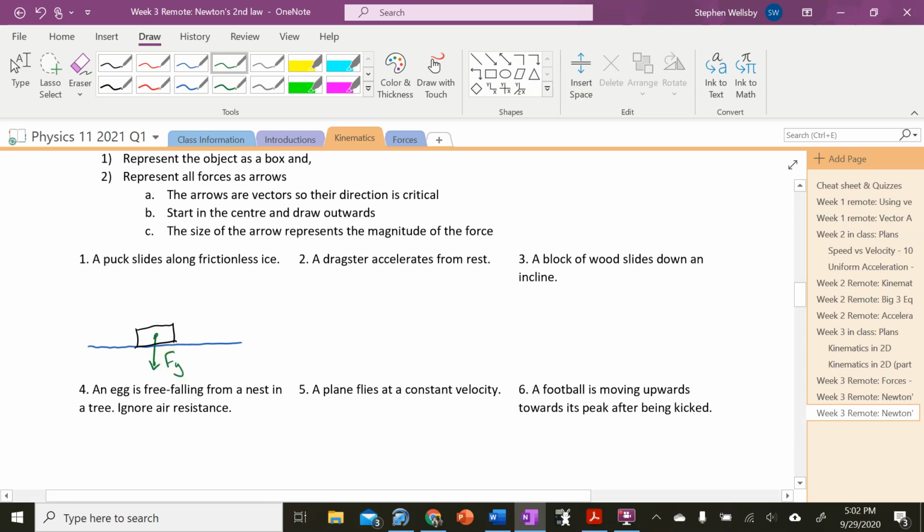But if this was the only force, then it would be moving downward. So we know there must be some sort of force to cancel that out. Because if we think back to Newton's first law, anytime there's an unbalanced force, there is an acceleration. We know this is not accelerating downward, so we know that there must be some other force to counteract that, and that force is the normal force.